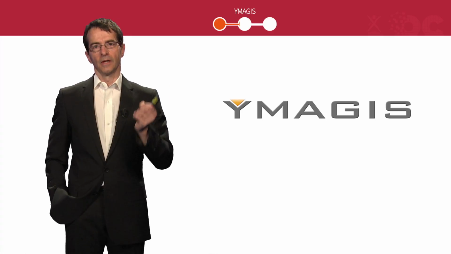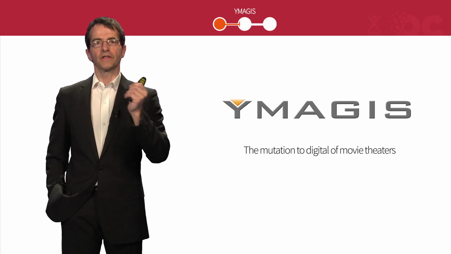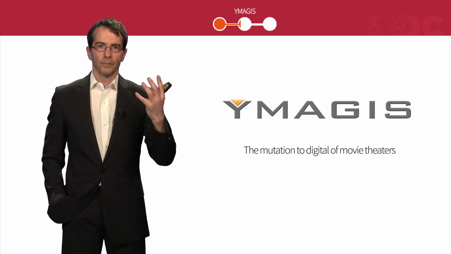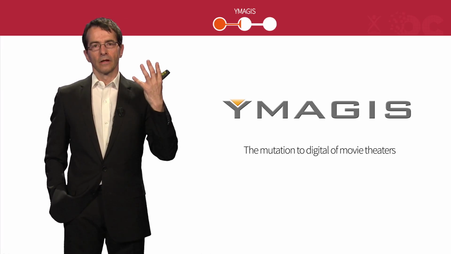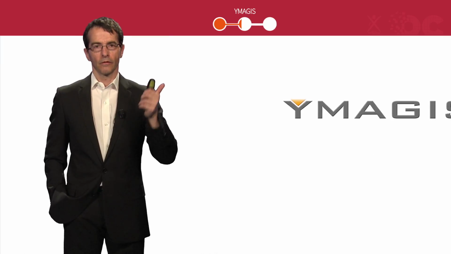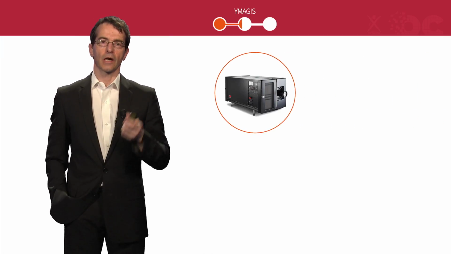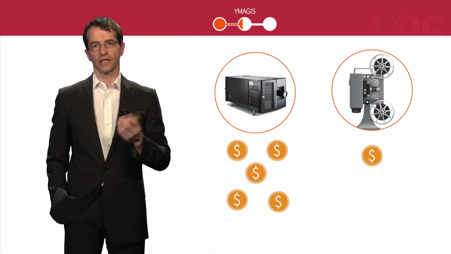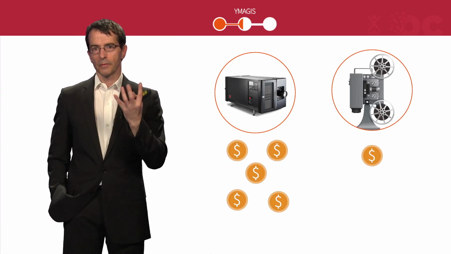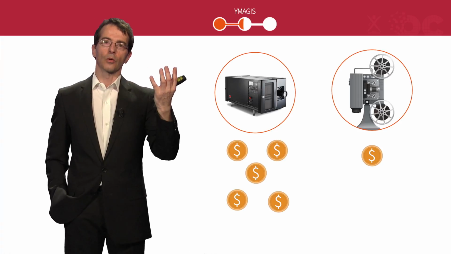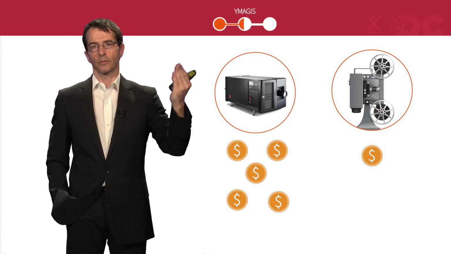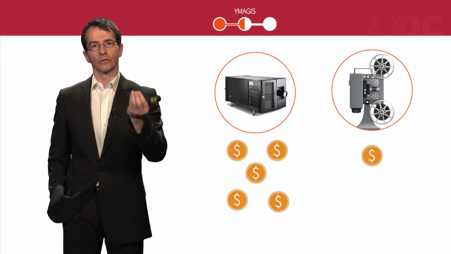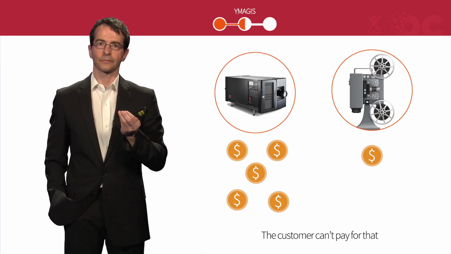Imagis is a startup that tackled one problem, the mutation to digital of movie theaters. That mutation raised a number of problems. First one, a digital projector cost on average 5 times the cost of an analog projector. And the problem that it raised is that, of course, you cannot multiply by 5 the price of the movie tickets. So you cannot actually get your customers to pay for that.